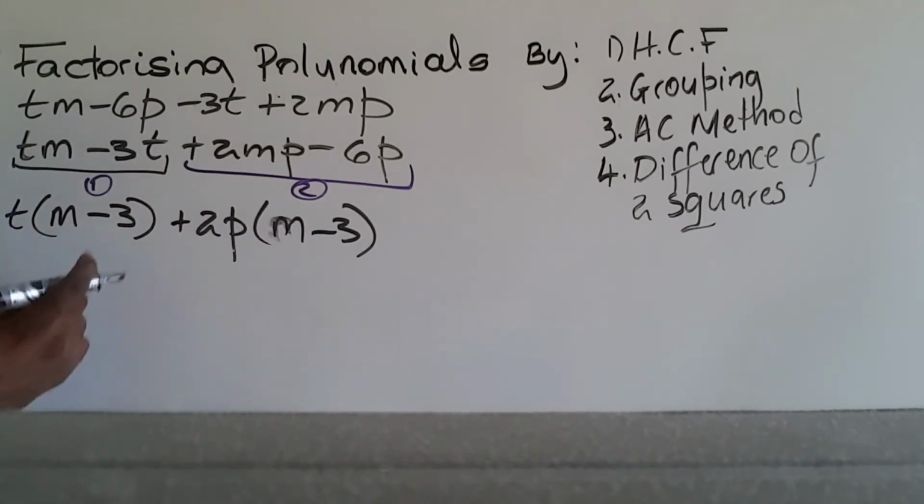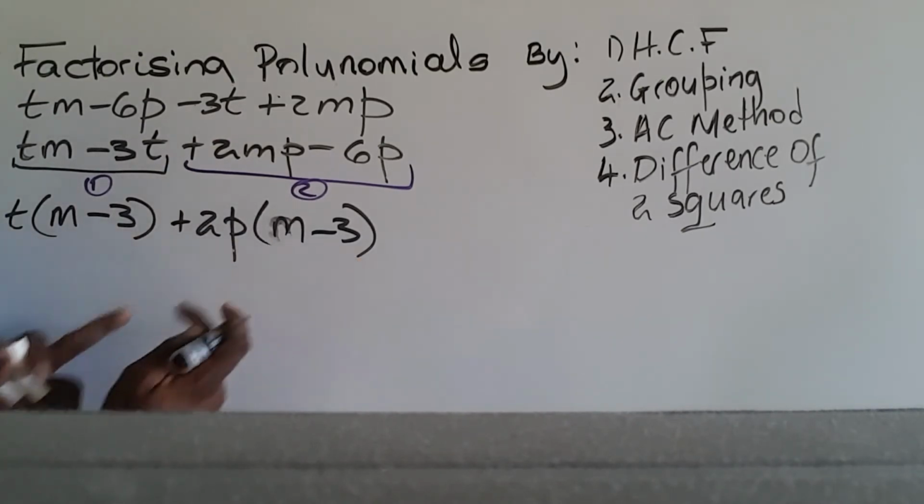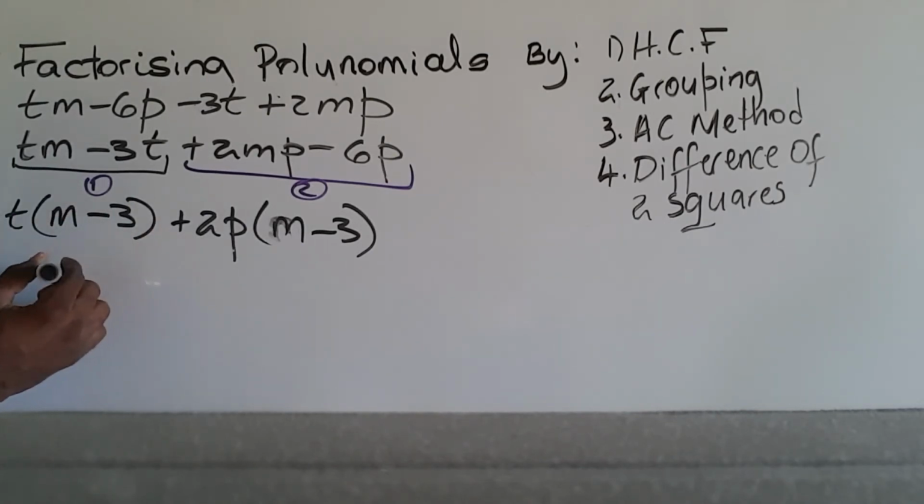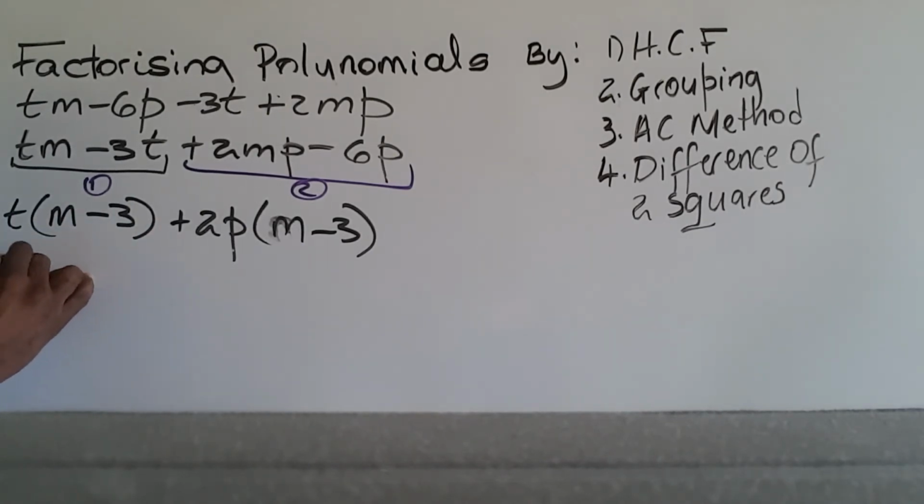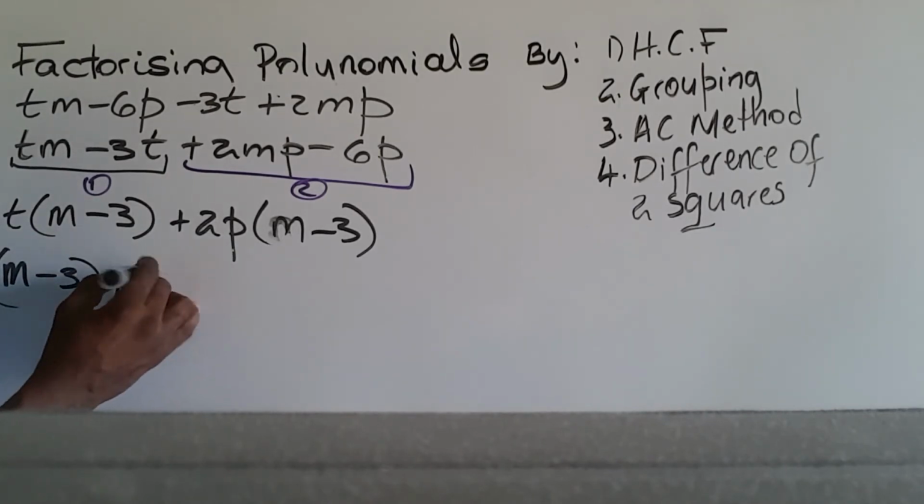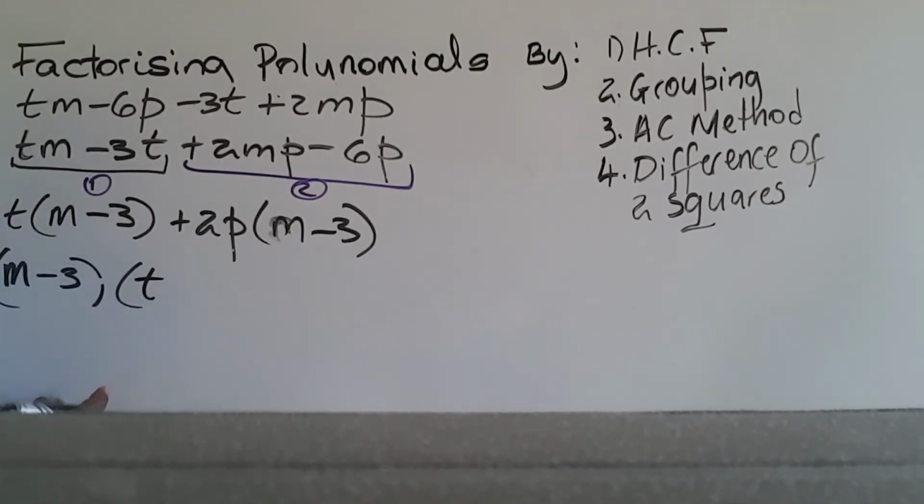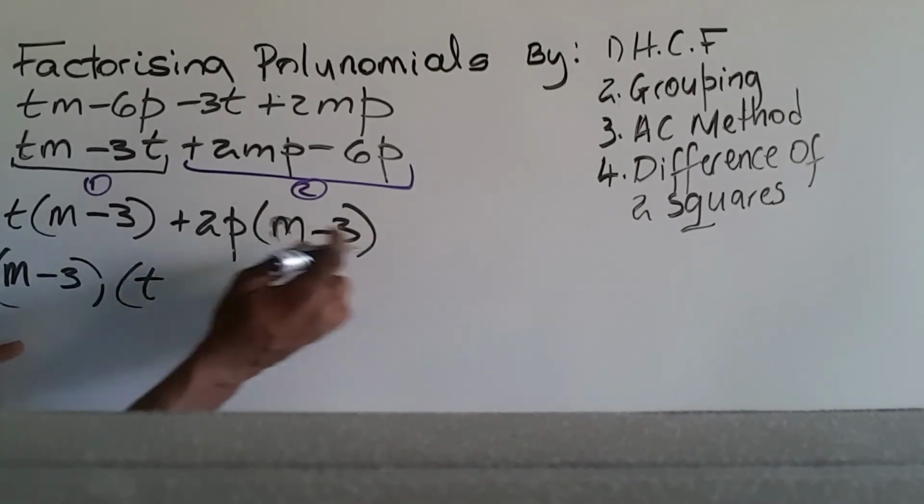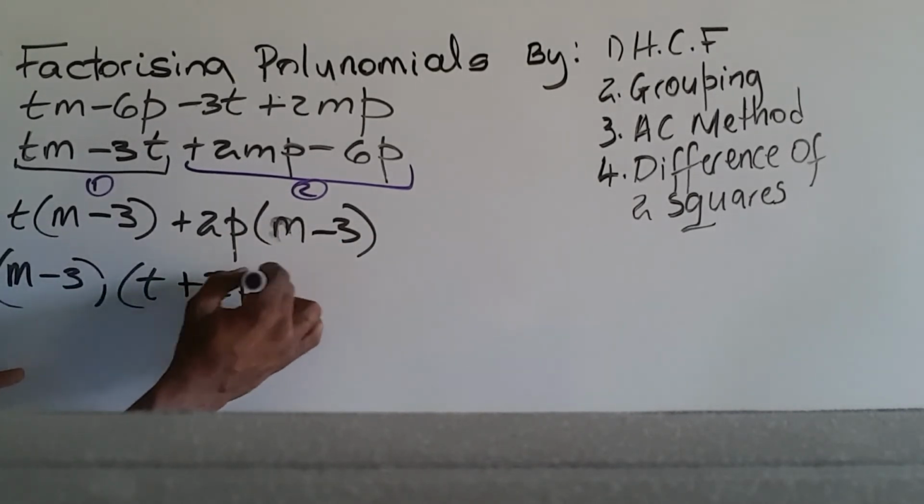So let's go again. The fact that we have another thing here in common means that we have to factorize again, which is to isolate the common factor, which is m minus 3. If I divide m minus 3 into all of this, it will cancel itself, leaving t. And if I divide the m minus 3 into all of this, it will cancel itself, leaving 2p.